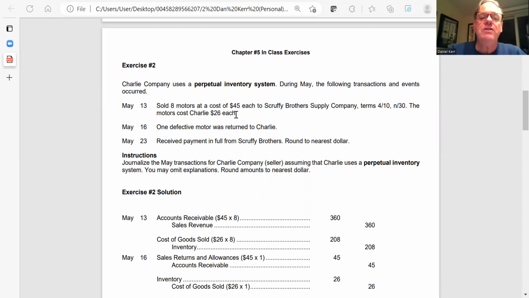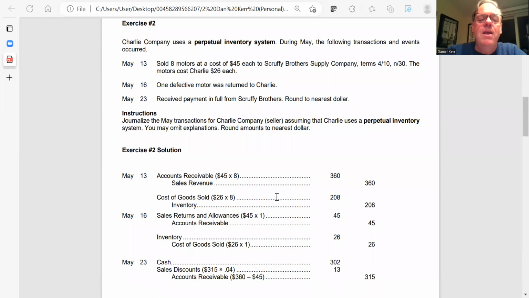So May 13th, we've actually got 2 transactions. We got to record the sale, and it's a sale on account. And if you're going to record a sale on account, you have to debit accounts receivable. So that's $45, the sales price, times 8 units. That gives you $360. And the sales revenue is also $360. So that's 1 transaction. So I record the sales revenue based on the sales price.